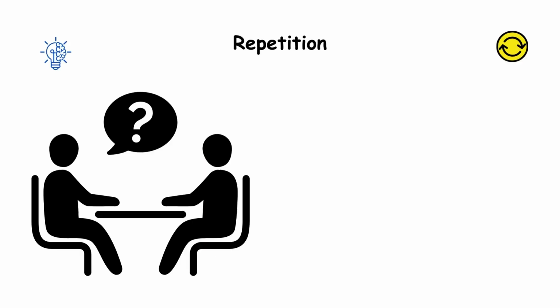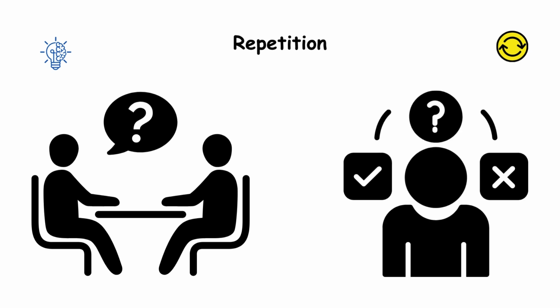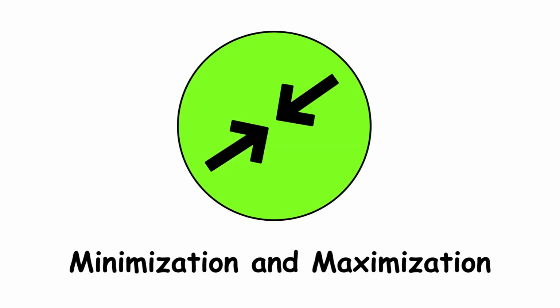Repetition. To get a suspect to provide a complete and honest answer, the interrogator repeatedly asks the same questions and repeats the suspect's responses. This can make the suspect so bored that they end up giving a full answer just to stop the questioning. Minimization and maximization.